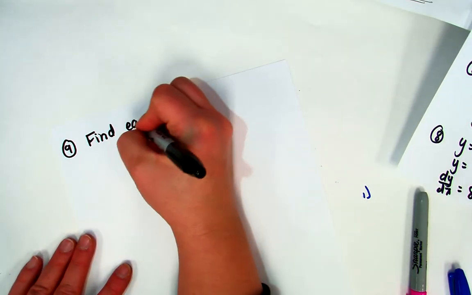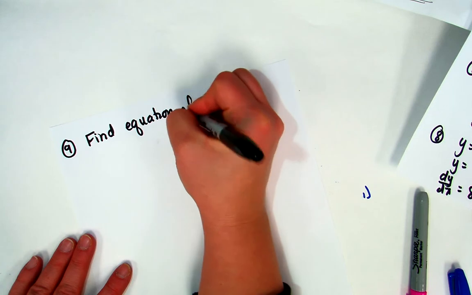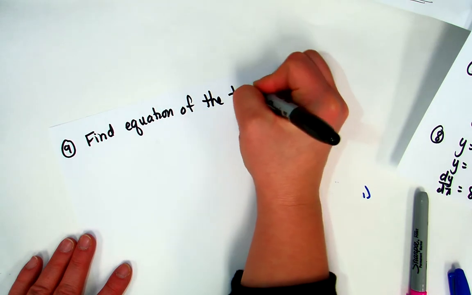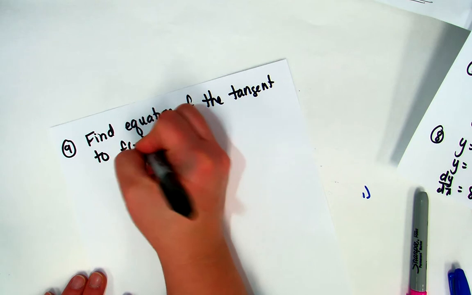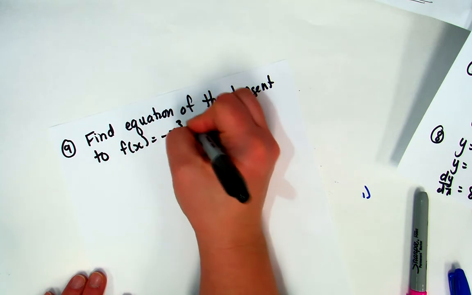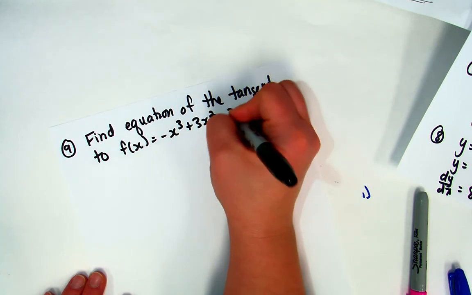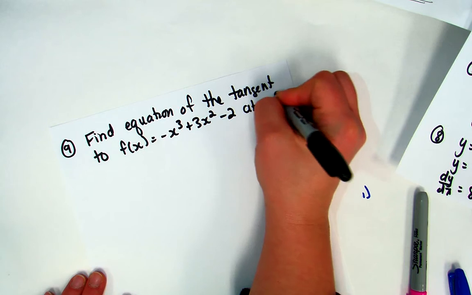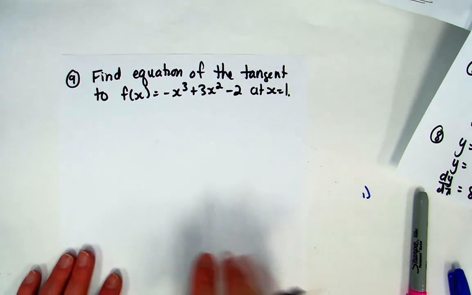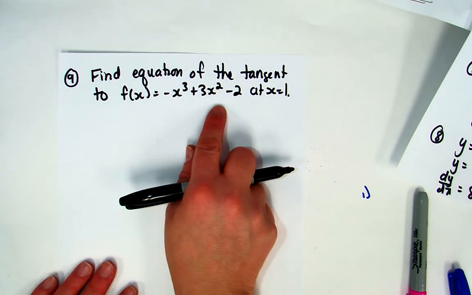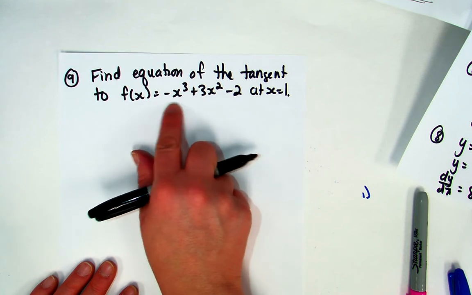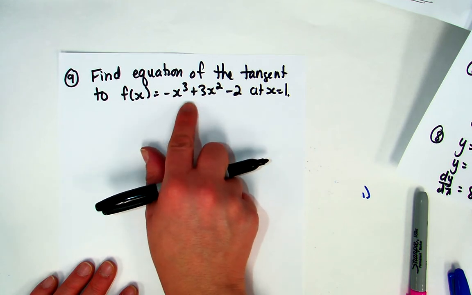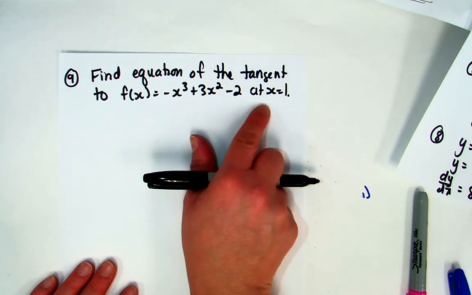One more example. Okay, last lesson we looked at this, but the tangents are lines, so we can find their equation. So I'm going to find the equation of the tangent to f at x equal negative x cubed plus 3x squared minus 2 at x equal to 1.